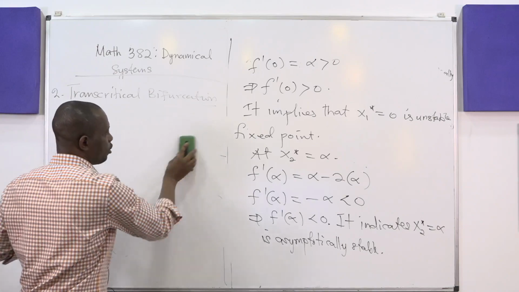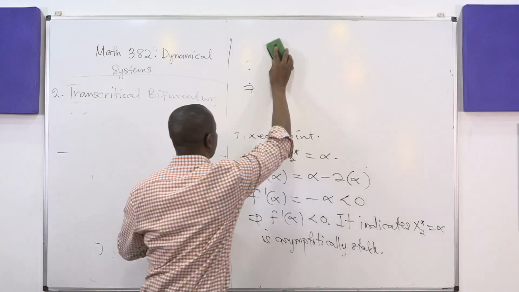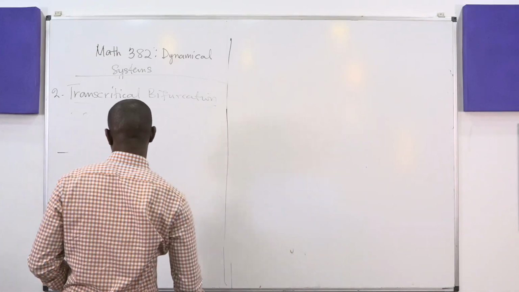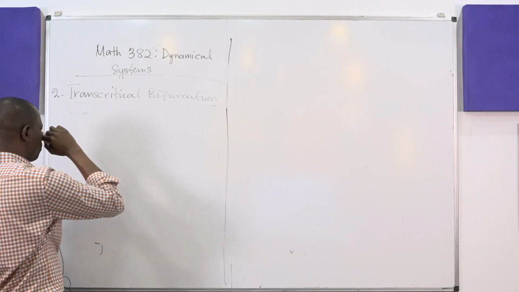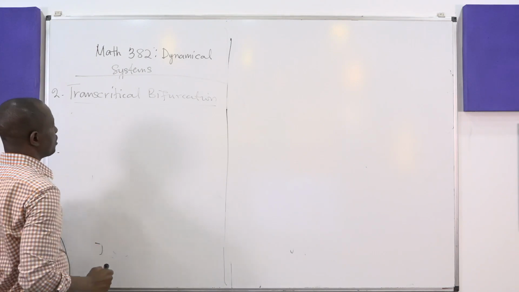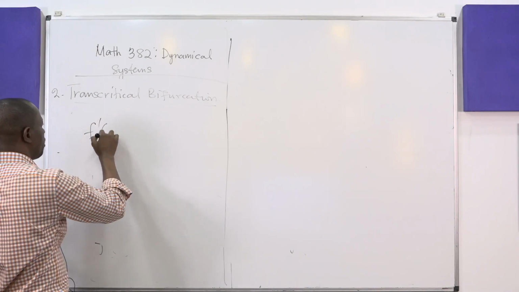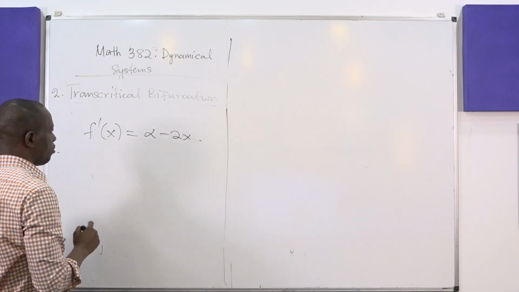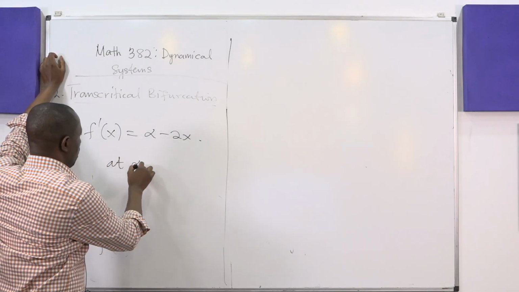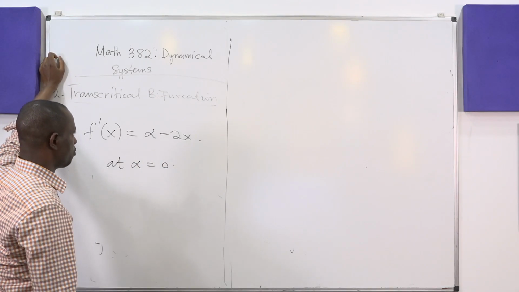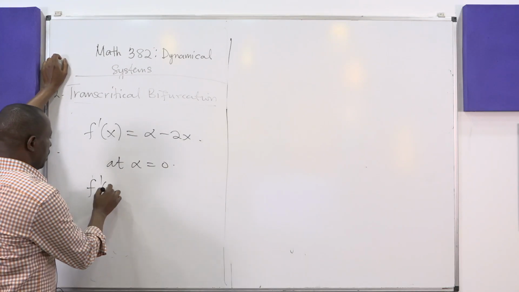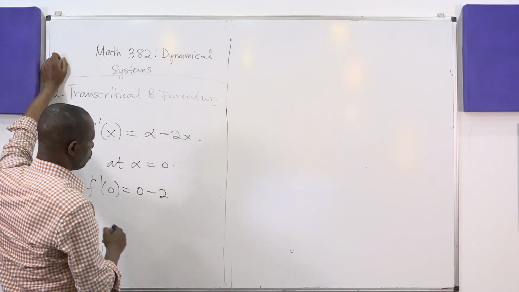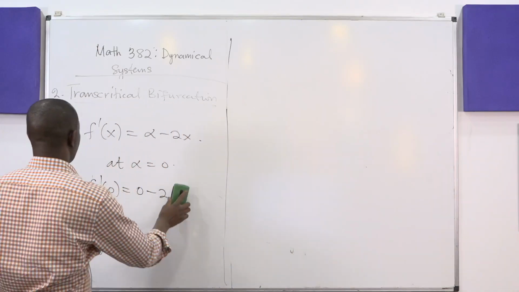So now we can check the 0 at 0. What happens? So here we consider alpha greater than 0, alpha less than 0. So our f prime x is what? Alpha minus 2x. You get it? So at the point 0, at alpha equal to 0, what do we get? f prime at 0 is what? Realize that I equated x as alpha, sorry.